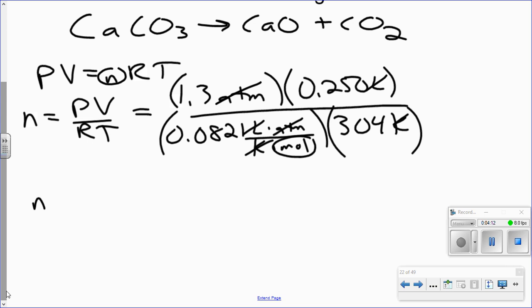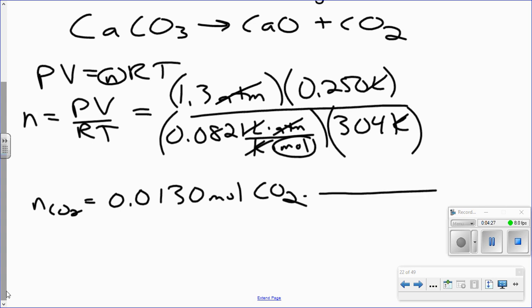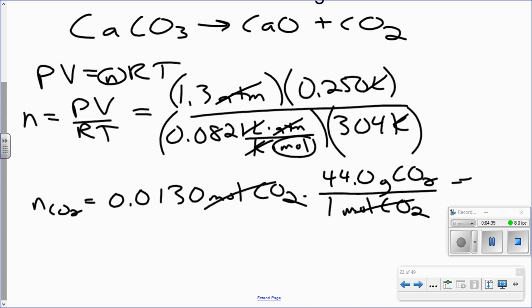So N of CO2 is 0.0, what did I say? 130 moles, okay, of CO2. Now I want the mass of that. Not a problem. Let's just use our molar mass of CO2. The molar mass of CO2 is 44.0 grams. I just added that up in my head. So let's multiply by 44, and we end up with 0.573.